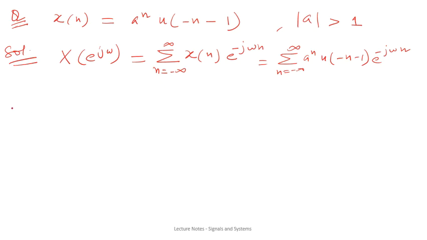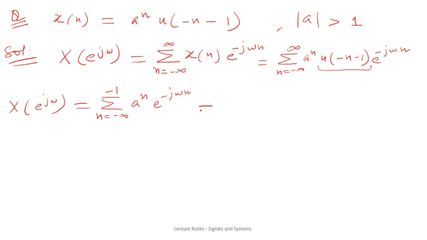So this can be written as n equals minus infinity up to minus 1. You can just see that if this is u of minus n minus 1, obviously the limit will be up to minus 1. We have done it so many times now. So now you just have to solve this summation.